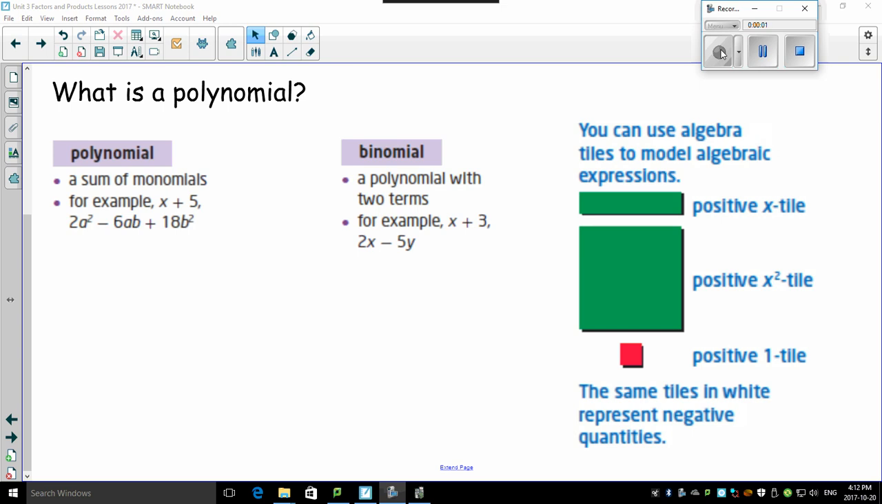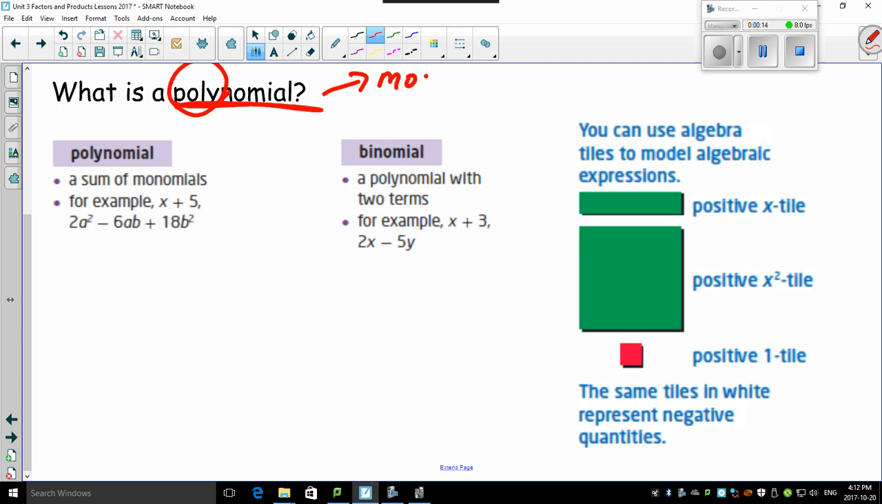Okay, let's go back to grade 9 for a second and examine this word polynomial. Poly meaning many. So many could be, surprisingly, 1, 2, 3, or whatever. 1 we call a monomial. 2 we call a binomial, just like bicycle means 2. 3 we call a trinomial.